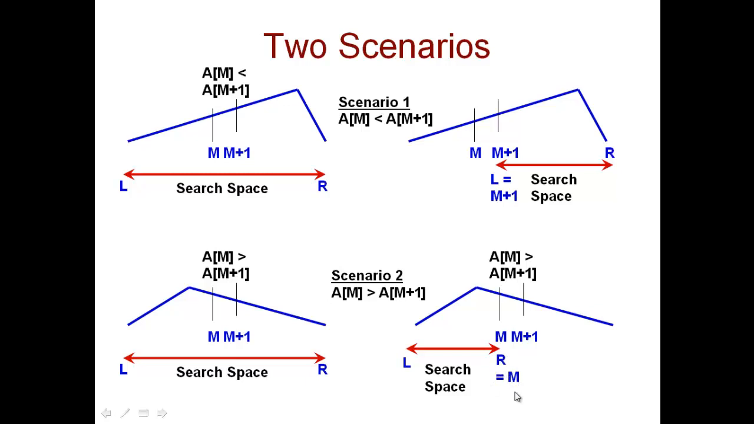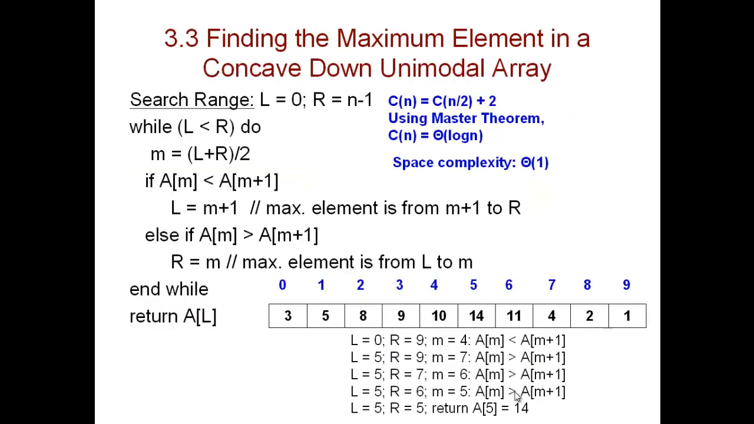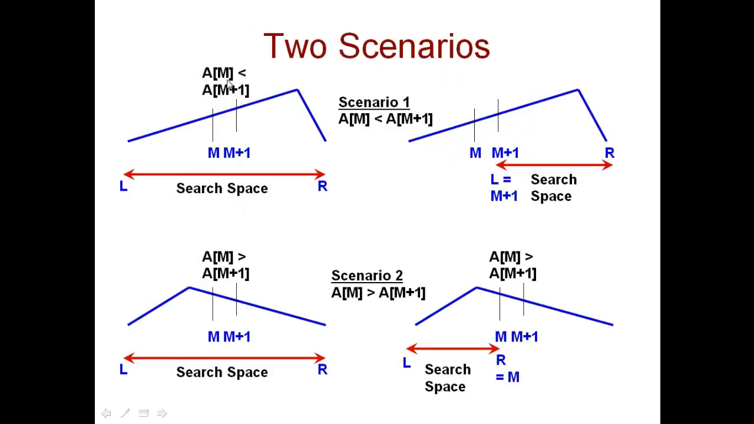So this is how we decide which of the two index values, left or right index, to move. So that's the pseudo code. Find the middle index based on the left and right index values, if a of m is less than a of m plus 1.